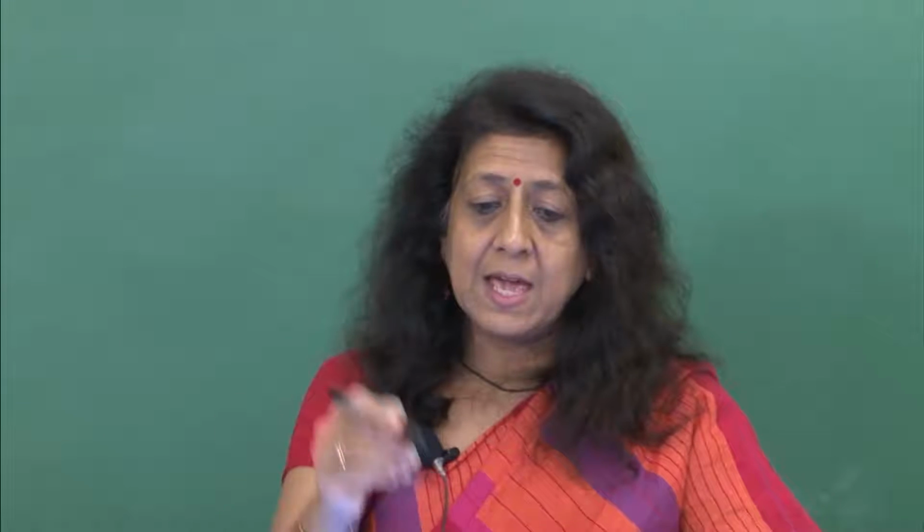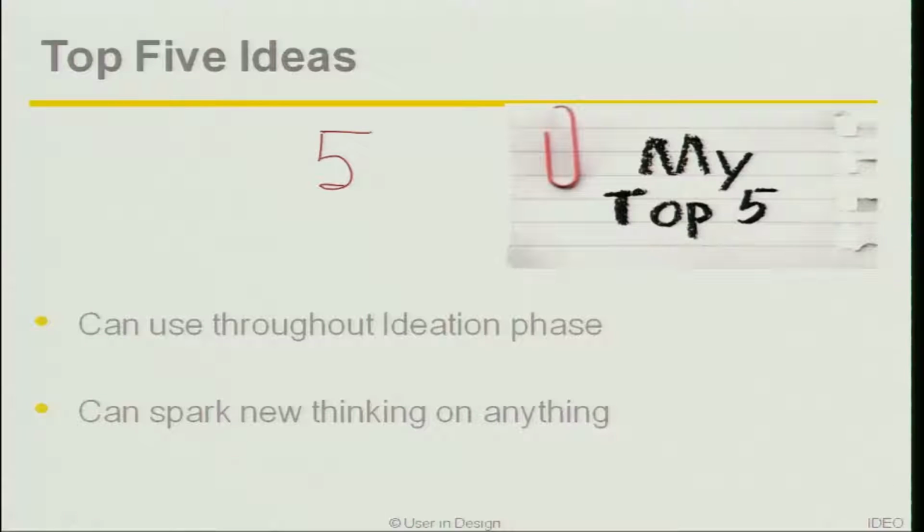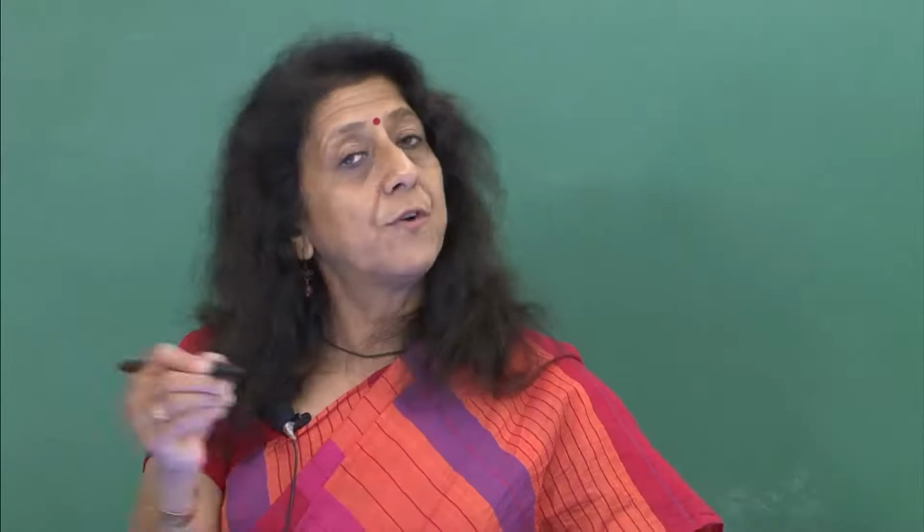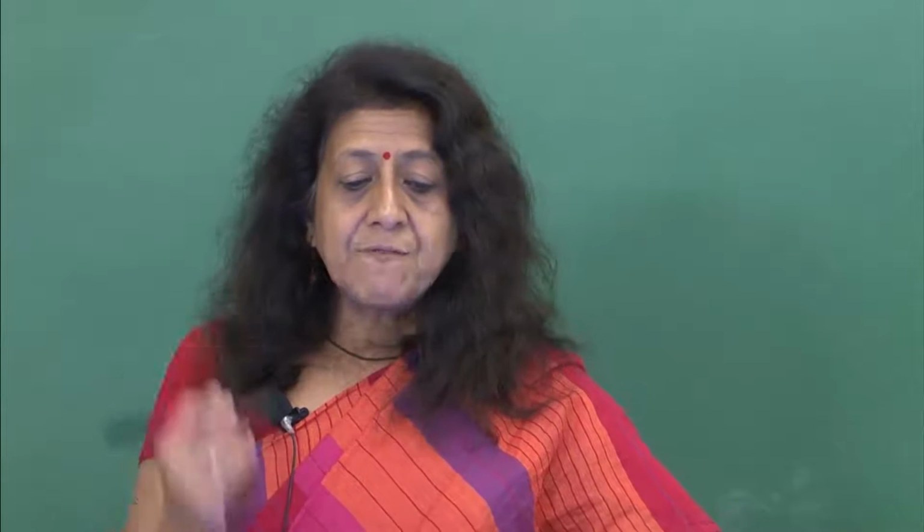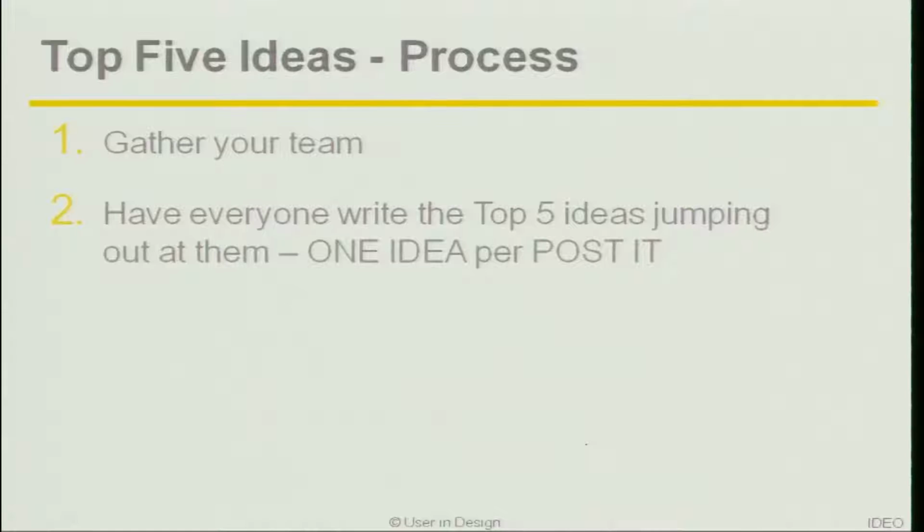And 5 again is a nice, comfortable, limited number. It can spark new thinking on anything, right? So we'll look at some examples after this. What is the general process of working with top 5 ideas? Gather your team. Again, this is a very powerful technique for working with a team. So gather your team, have everyone write the top 5 ideas jumping out at them. Again, 1 idea per post-it. I think you've gotten comfortable with this concept now.